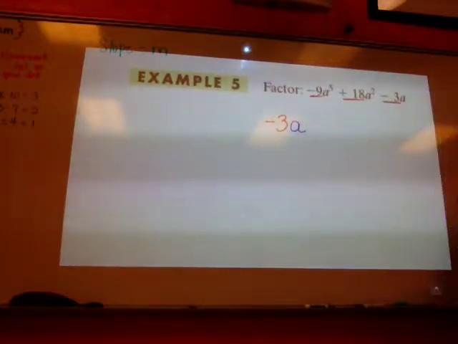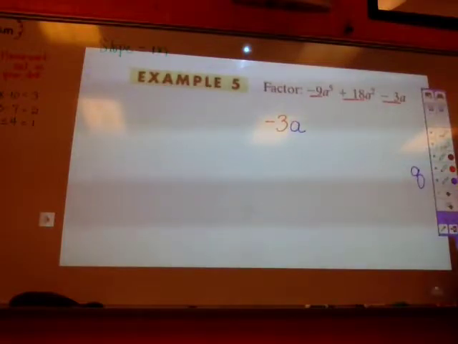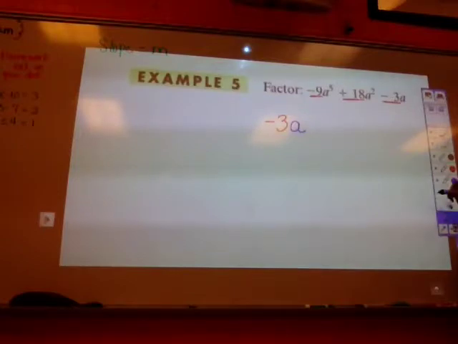Huh? Your Q looks like a 9? I got a fix for that. Put a curly Q on the back of your Q like you're supposed to. Okay? Well, then that's problematic, right?